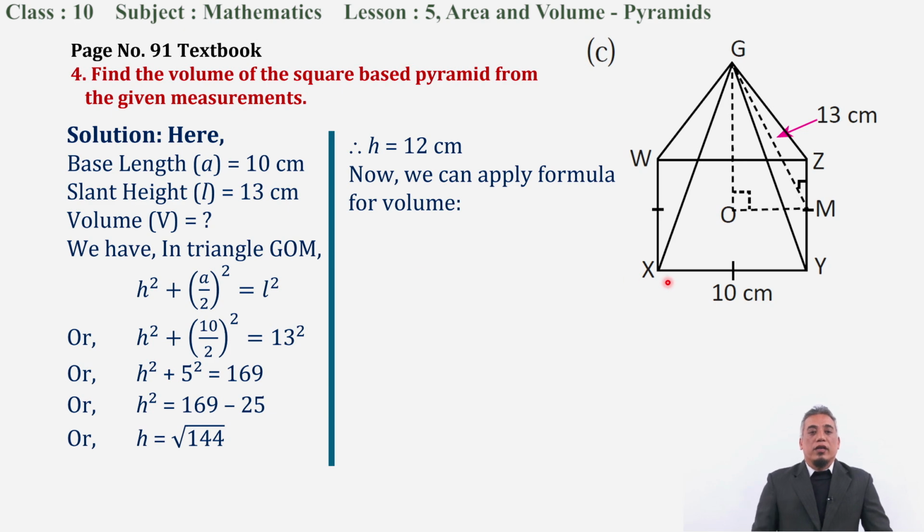Okay, now we can apply the formula for volume. Now we have got H, so V equals 1/3 of A square H.